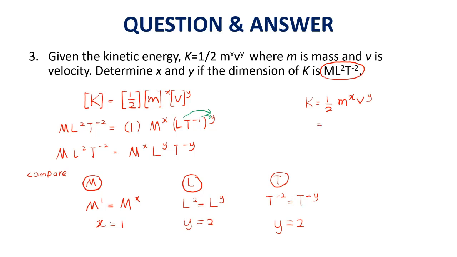So we substitute the X and the Y. So the equation become K equal to half M to the power of 1 V to the power of Y. Y is 2.